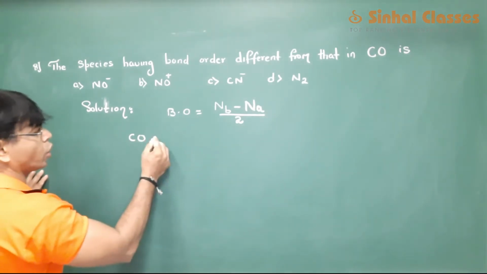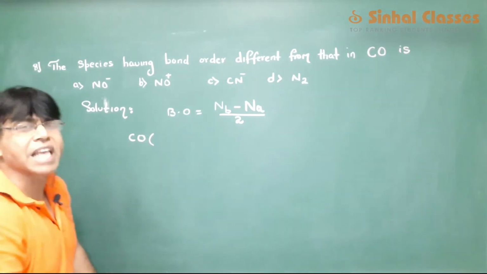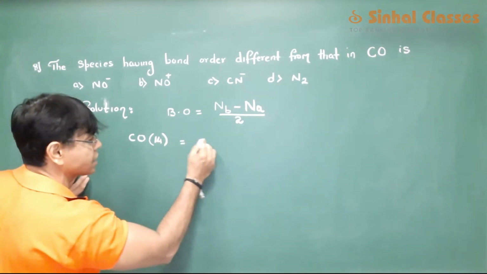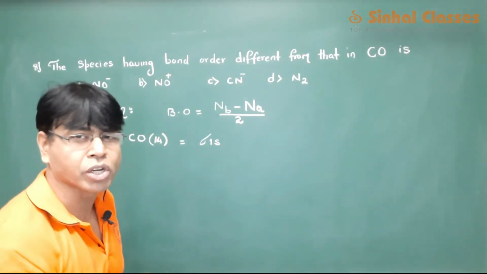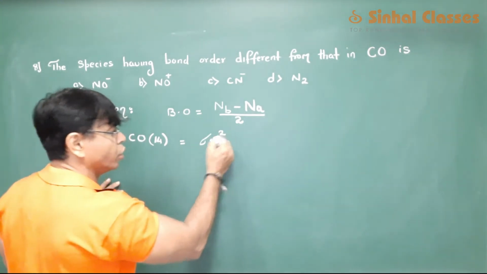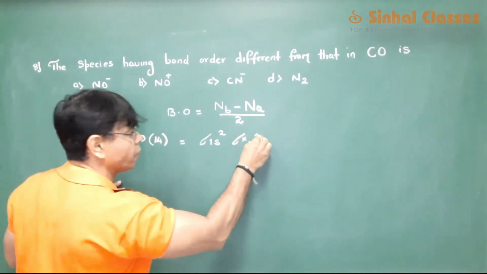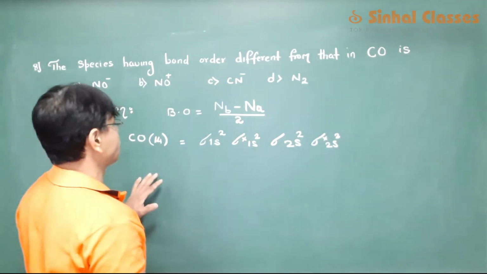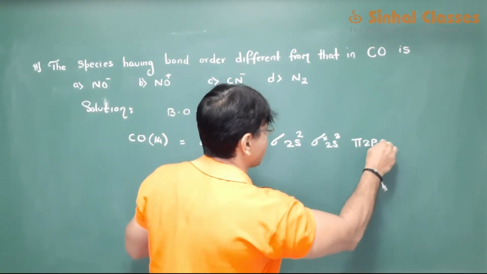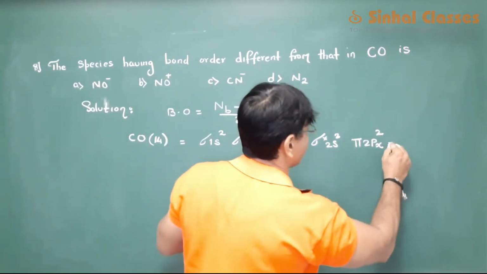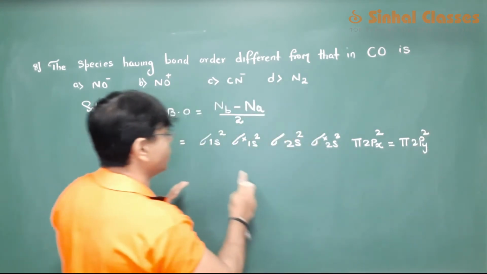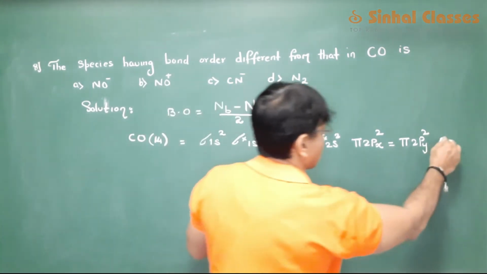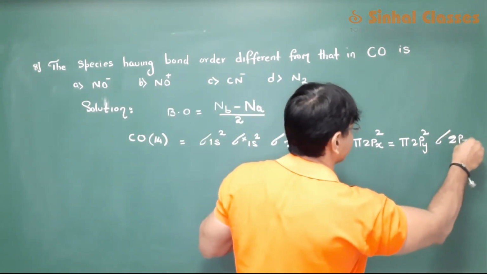So CO, total number of electrons: carbon is 6 and oxygen is 8. 6 plus 8, 14 electrons. The molecular electronic configuration can be written as sigma 1s2, sigma star 1s2, sigma 2s2, sigma star 2s2, then pi 2px2 equal to pi 2py2. So total number of electrons used up is 2 plus 2 plus 2 plus 2 plus 2 plus 2, which makes 12, and sigma 2pz2.